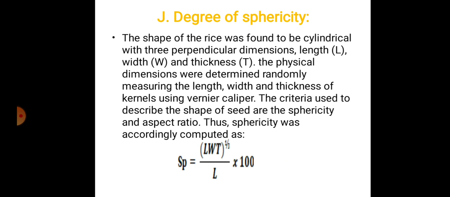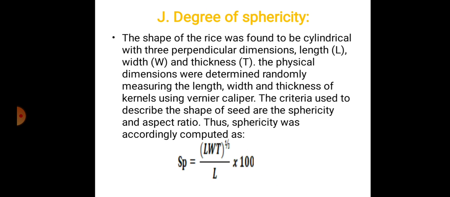Degree of sphericity. The shape of the rice was found to be cylindrical with three perpendicular dimensions: length, width, and thickness. The physical dimensions were determined by randomly measuring length, width, and thickness of the kernels using a vernier caliper. The criteria used to describe the shape of seed are the sphericity and aspect ratio. The sphericity was computed as sphericity is equal to (LWT) to the power 1 by 3, divided by L, into 100.